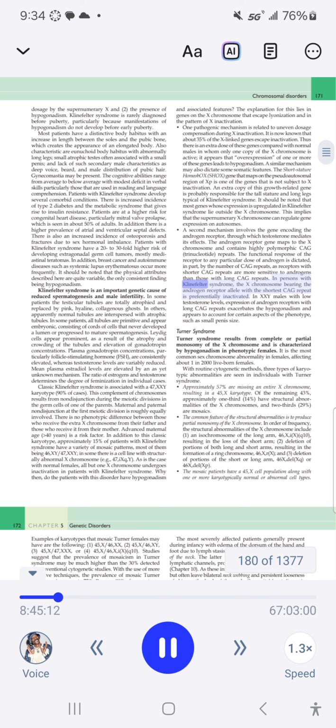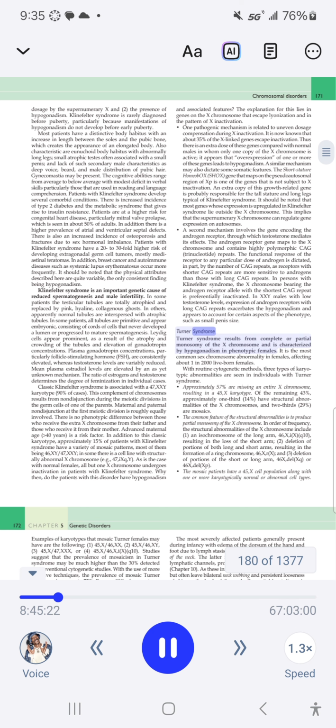In persons with Klinefelter syndrome, the X chromosome bearing the androgen receptor allele with the shortest CAG repeat is preferentially inactivated. In XXY males with low testosterone levels, expression of androgen receptors with long CAG repeats exacerbates the hypogonadism and appears to account for certain aspects of the phenotype, such as small penis size.